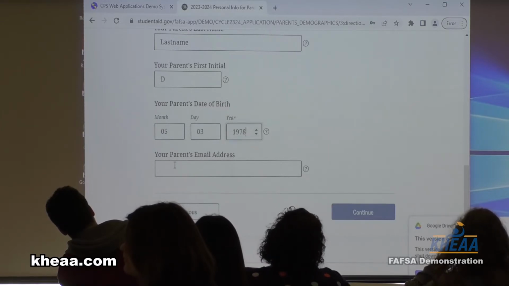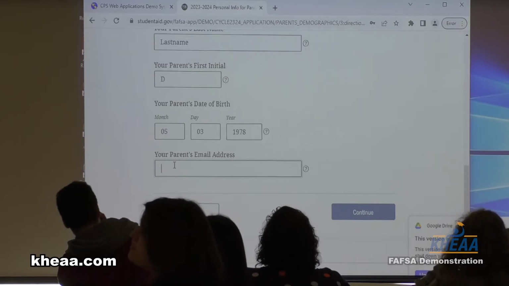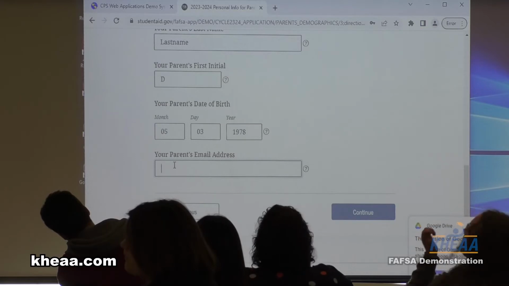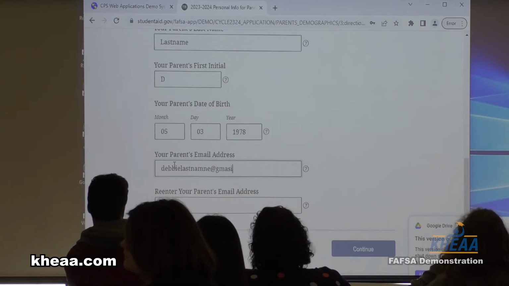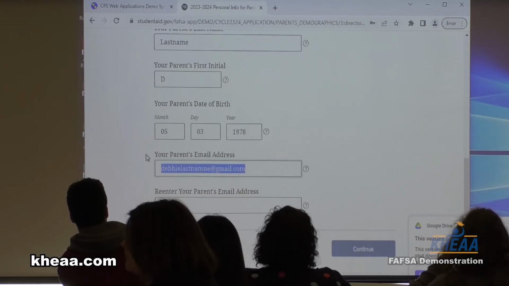And your parent's birthday, there we go. And then when it comes to your parent email address, make sure that that parent email address is correct and on there, because your parents will also be getting information about your student aid report, okay? So let's put Debbie last name at gmail.com. And then you'll re-enter it at the bottom.